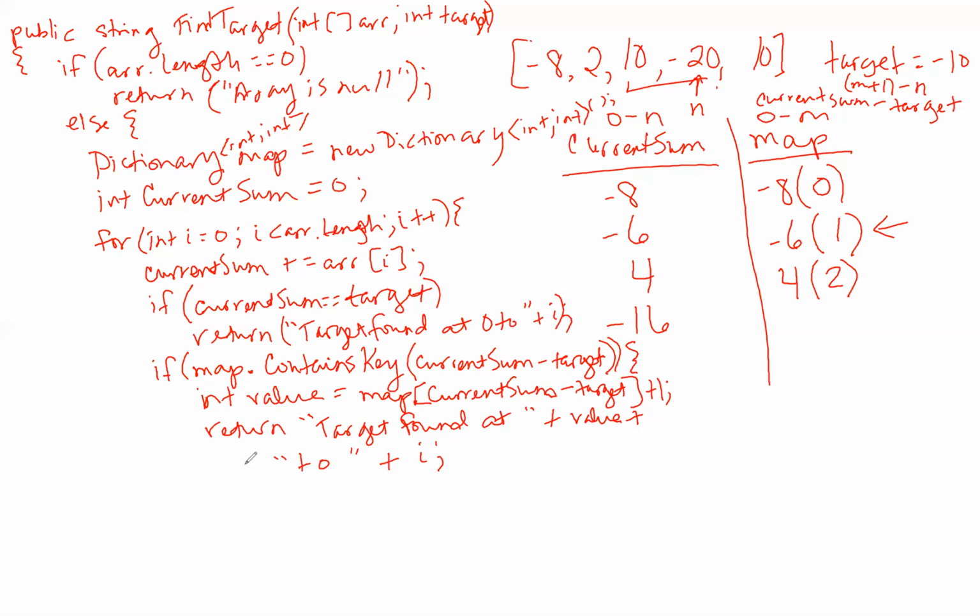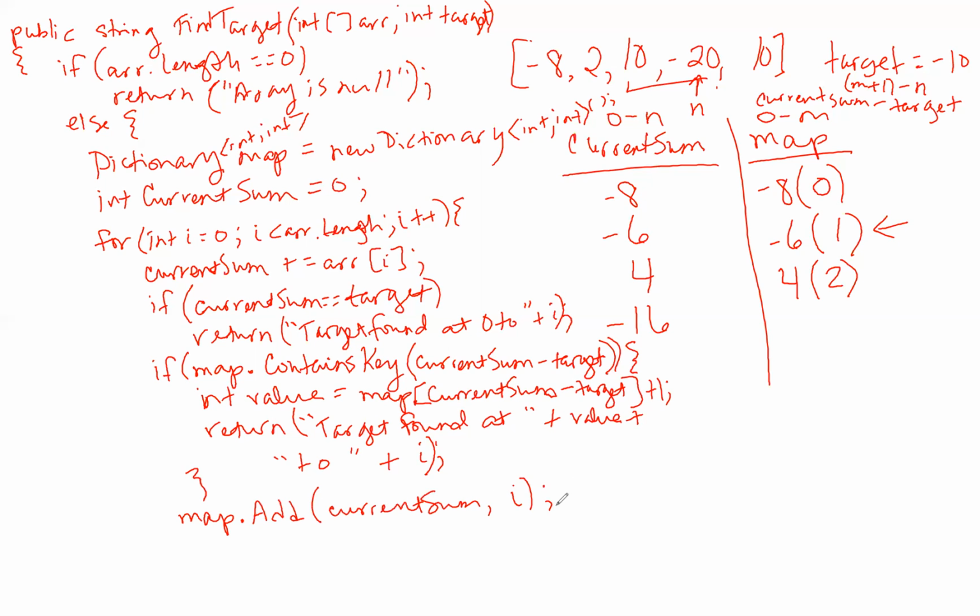Okay, and then in that if statement, let's just put some parentheses just to be cleaner. Okay, and then, if that condition didn't happen and this first one didn't happen, then we know we need to actually add it to the map because it doesn't already exist in the map. So map, I'm gonna add to it. Current sum is the key, and i is the index.